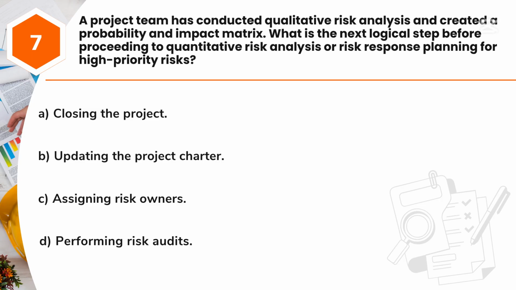Question 7. A project team has conducted qualitative risk analysis and created a probability and impact matrix. What is the next logical step before proceeding to quantitative risk analysis or risk response planning for high-priority risks? A. Closing the project. B. Updating the project charter. C. Assigning risk owners. D. Performing risk audits.